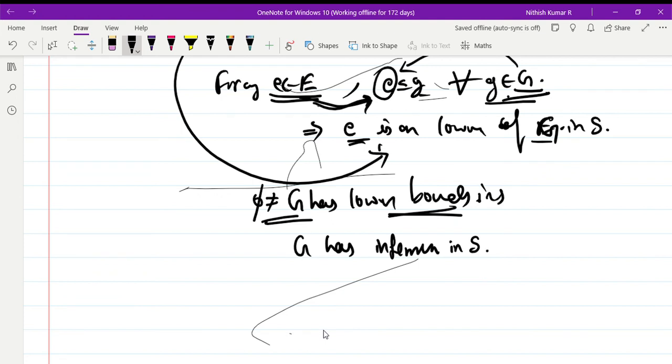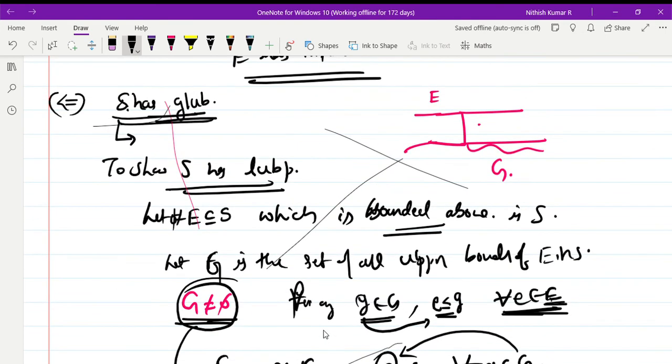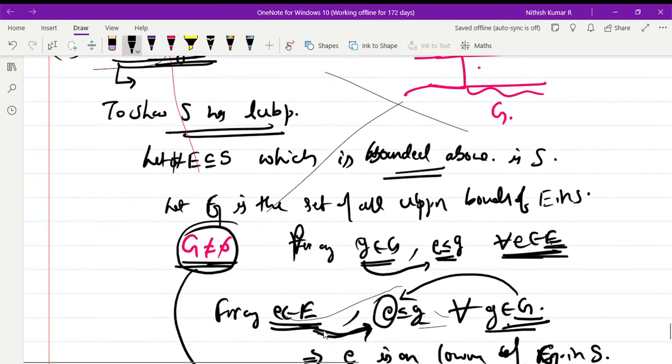Say beta is equal to the infimum of G over S. We shall show that this beta itself is the supremum of E over S, because our aim is to show that E has a supremum.